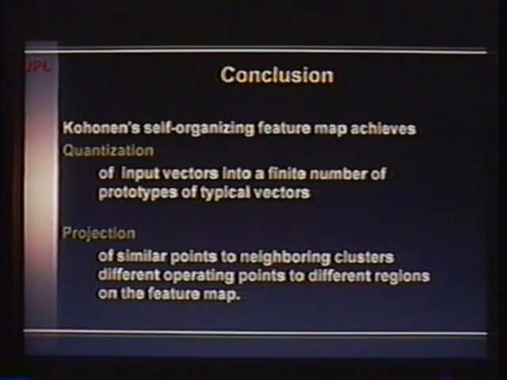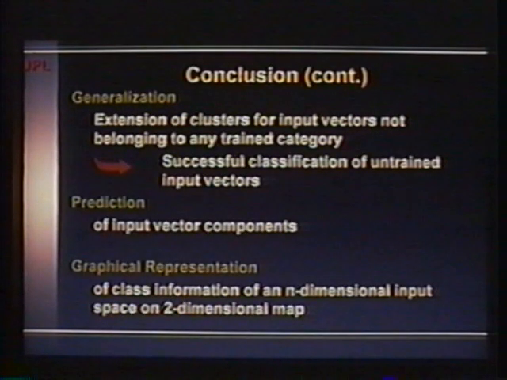And in conclusion, I would like to say that the Kohonen self-organizing map achieves quantization of input vectors into a finite number of prototypes of typical vectors. It achieves projection of similar points to neighboring clusters and different operating points to different regions of the feature map. It achieves generalization. Clusters established during training can be extended for input vectors not belonging to any trained category, and so we have successful classification of untrained input vectors.